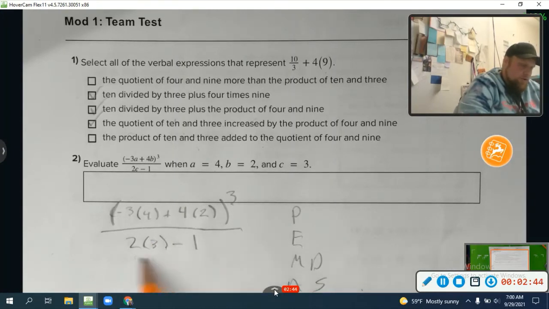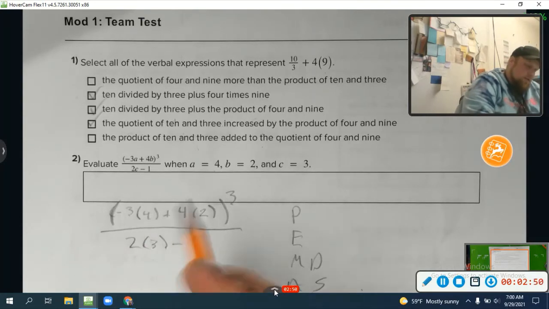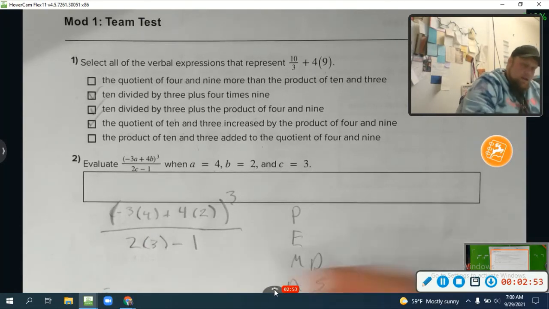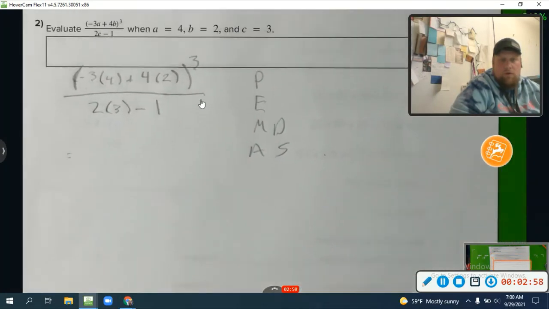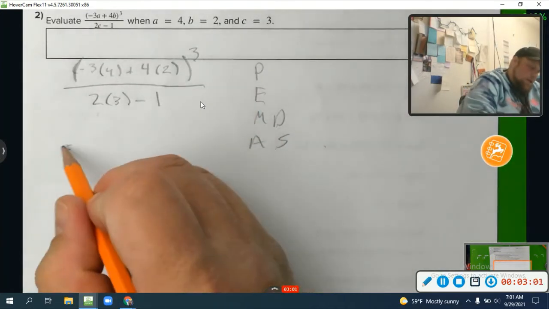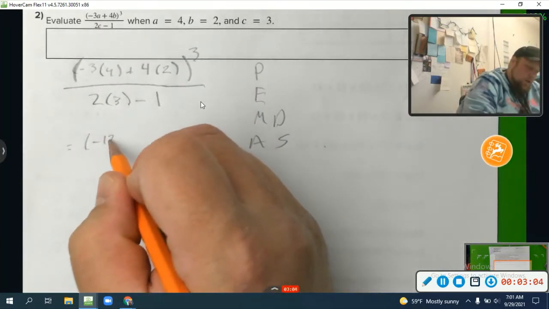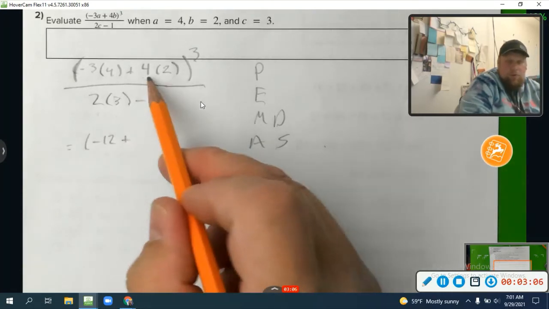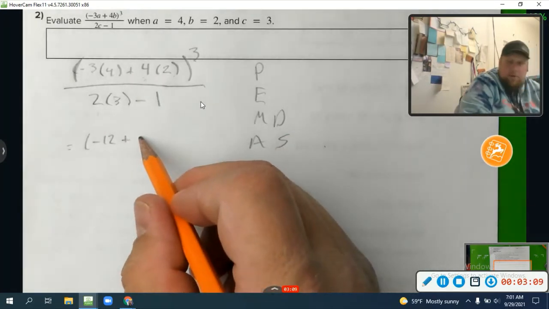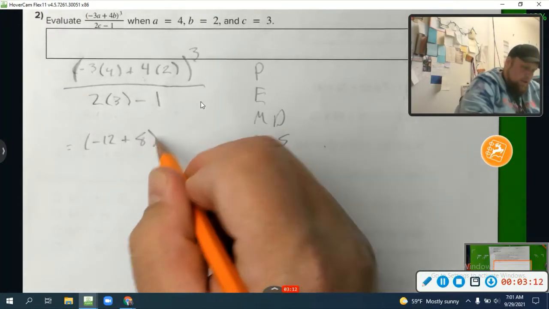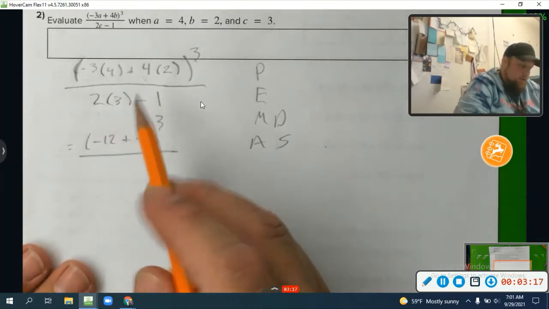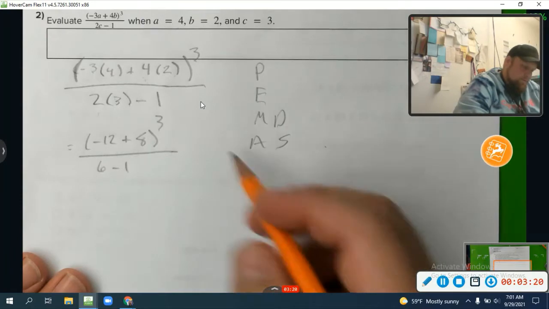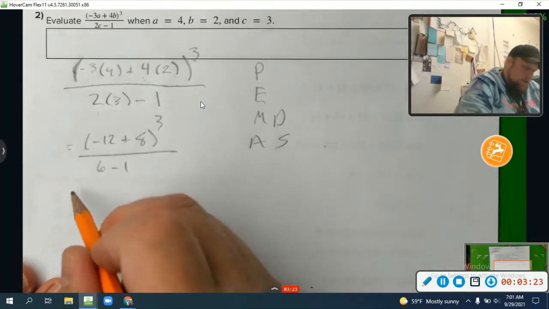So parentheses first, and I'm going to look inside of there, and I have 2 sets of multiplications, so let's go left to right. So -3 times 4, I'm going to get -12 plus, I can go ahead and do this multiplication because they're separated by a plus sign, so I'm going to do them at the same time. You don't have to, but I am. 8 and all that cubed all over. What, again, we're on the bottom here, and this is separated, so what's 2 times 3? It's 6 -1.